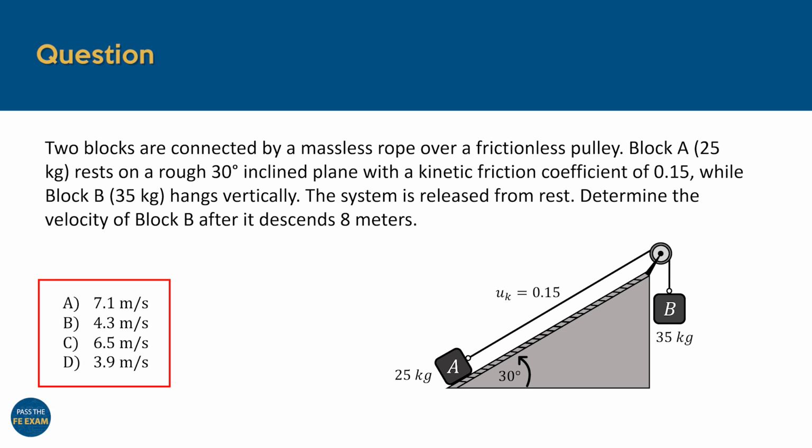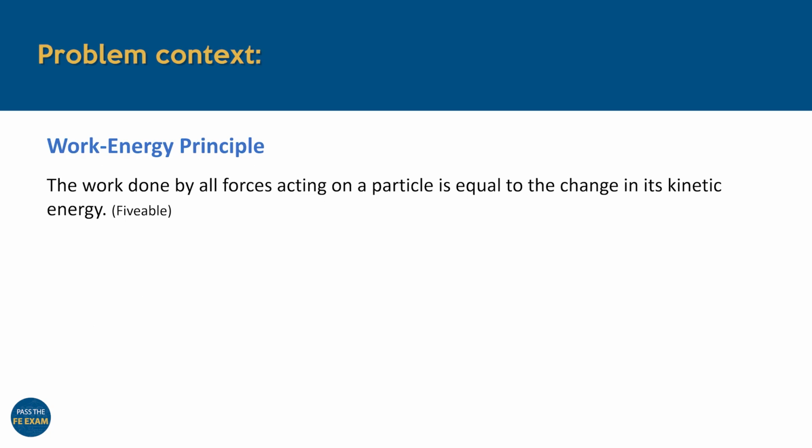In this problem, we have two blocks connected by a massless rope over a frictionless pulley. Block A, weighing 25 kilograms, rests on a rough 30-degree inclined plane with a kinetic friction coefficient of 0.15, while block B, weighing 35 kilograms, hangs vertically. The system is released from rest, and our goal is to determine the velocity of block B after it descends 8 meters.